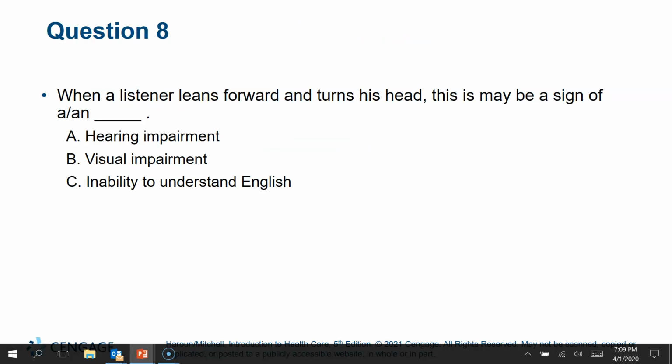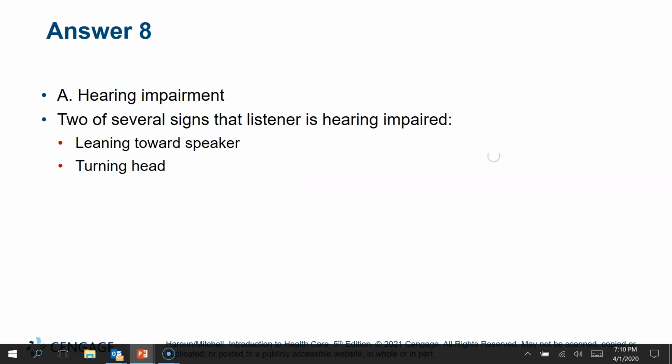So, question number 8. When a listener leans forward and turns his head, this may be a sign of what? Hearing impairment, visual impairment, or inability to understand English. So, if our patient or the listener leans forward and turns their head towards you, what would that be a sign of? Hopefully you guessed hearing impairment.